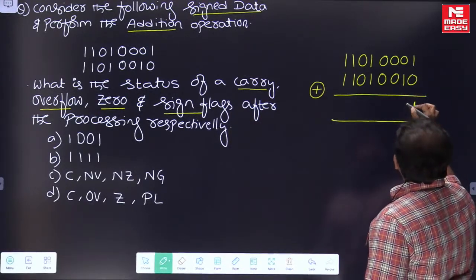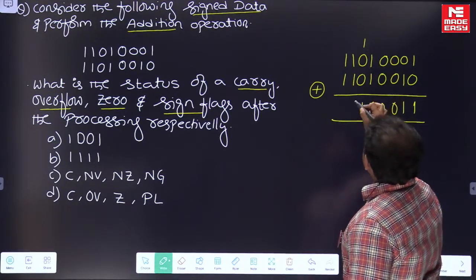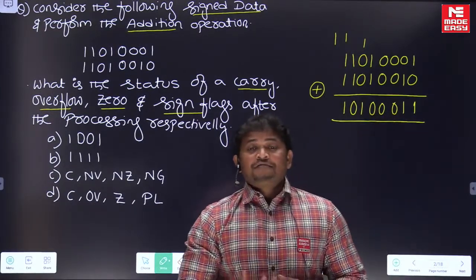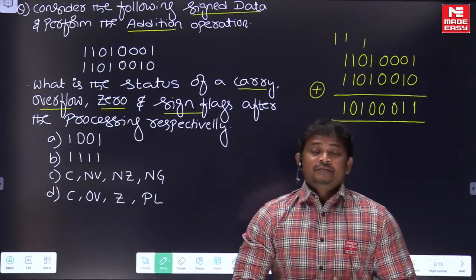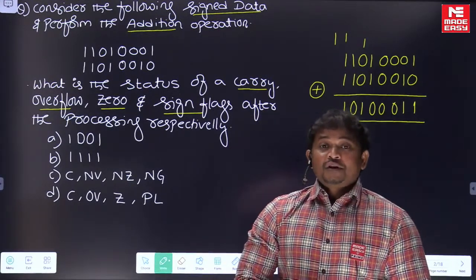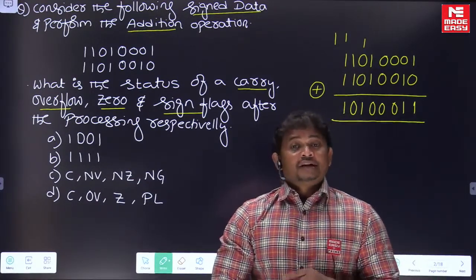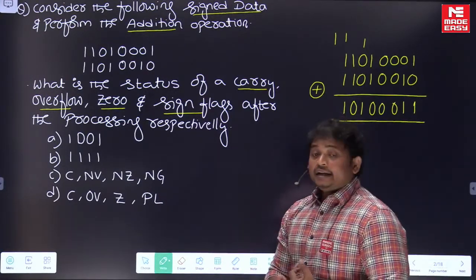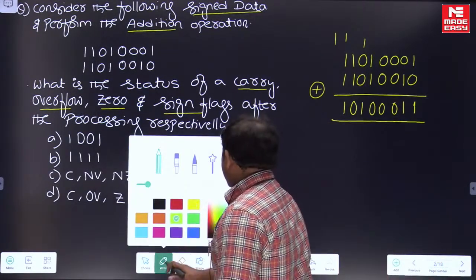Now adding them: 1100 0 carry 1, right? 0 carry 1, 1 carry 1. This is the addition. After the data processing, all the conditional flags are evaluated. As far as our subject is concerned, the 8086 CPU supports 6 conditional flags. So all the 6 conditional flags are evaluated. But from the question point of view, we need to answer only the carry flag, overflow flag, zero flag, and sign flag. Right. First, the carry flag.